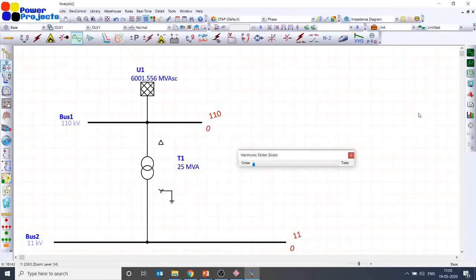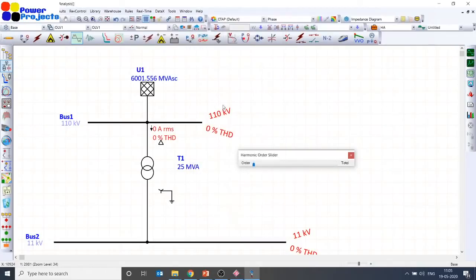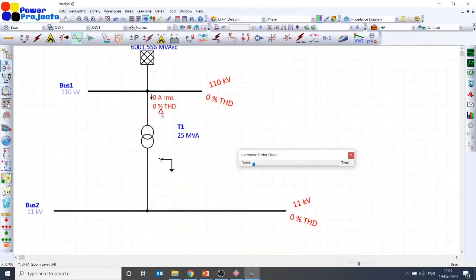I am not displaying the units, so let me display the units as well. Yeah, total harmonic distortion is 0 for both voltage and current. Here you can see on the 11 kV side the total harmonic distortion voltage is 0, on the 110 kV side also it is 0, current 0 amps RMS and 0% THD, because I have not even added any loads. Since there is no load, there is no current, the voltages are at 1 per unit and the total harmonic distortion for both voltage and current is 0.